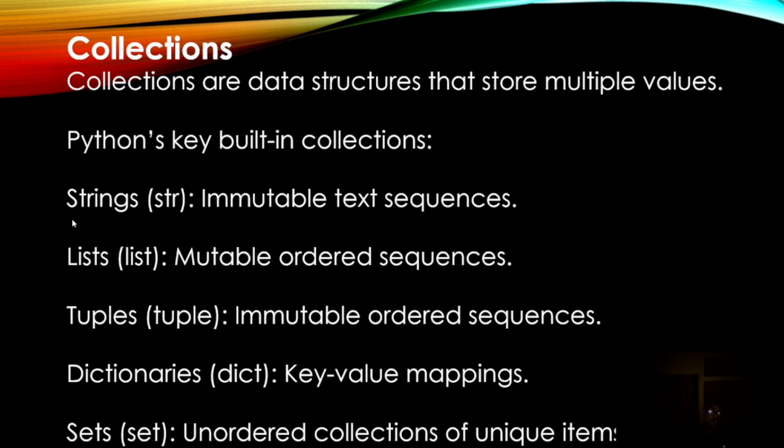Python has built-in collections: string, an immutable text sequence; list, a mutable ordered sequence; tuple, an immutable ordered sequence; dictionary, key-value mappings; and sets, unordered collections of unique items. Okay, guys, we are going to see a deeper look at these topics in our next video.